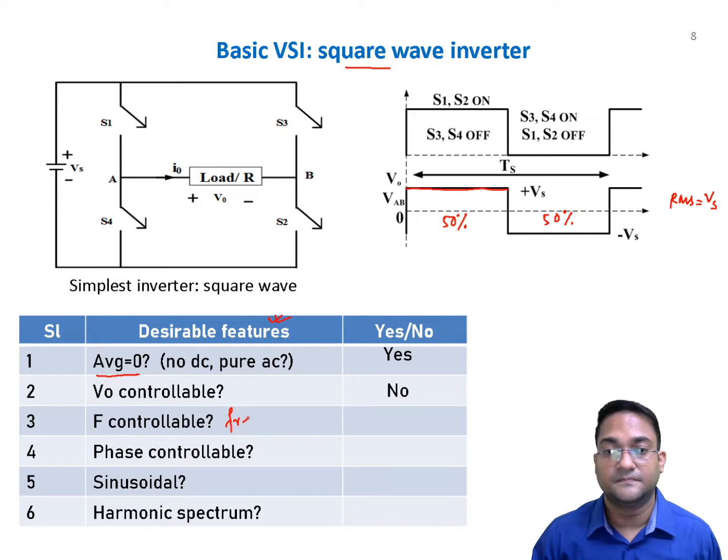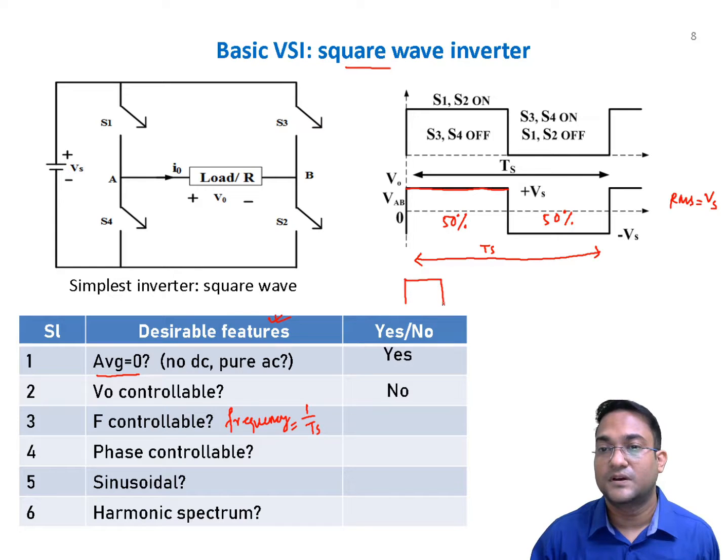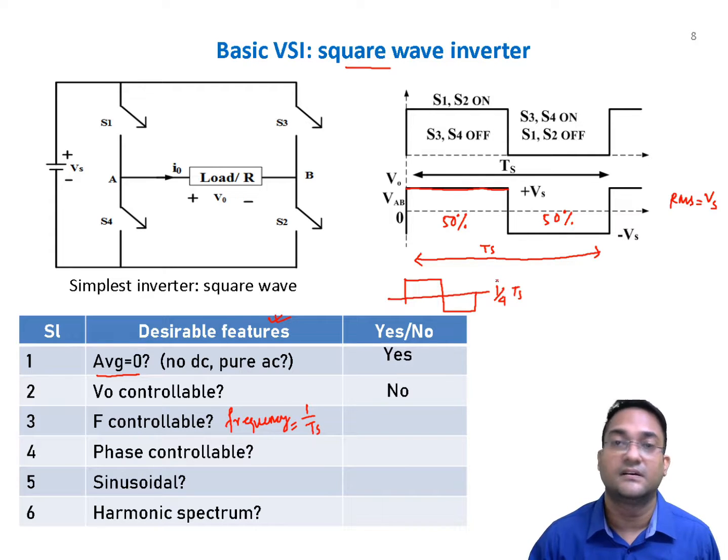Then frequency. Is the output switching frequency controllable? So what is the output switching frequency? This is your time period, Ts, and f is nothing but 1 by Ts, right? So you can control this Ts. You can apply the square wave for this duration also, maybe 1/4 of Ts, let's say. Then your frequency will also change accordingly, right? So by changing your switching time period, you can control the switching frequency. So here the answer is yes.